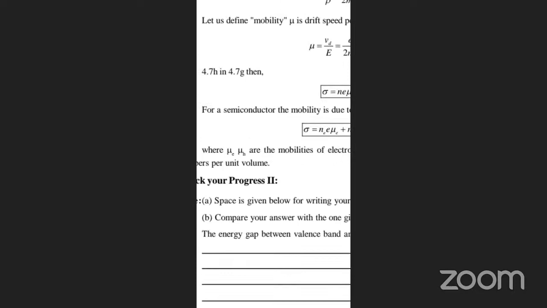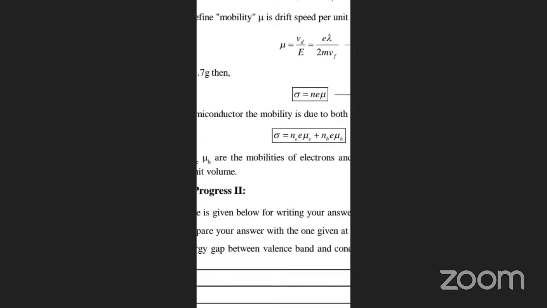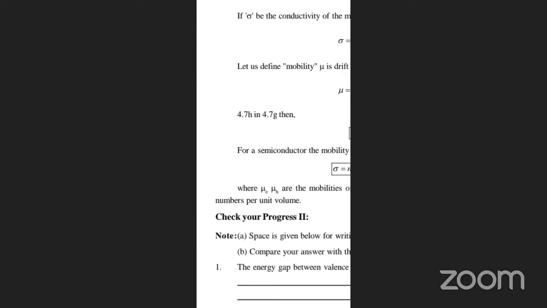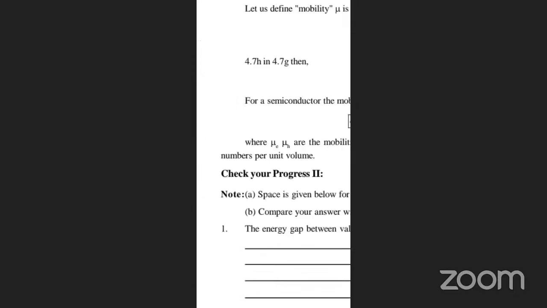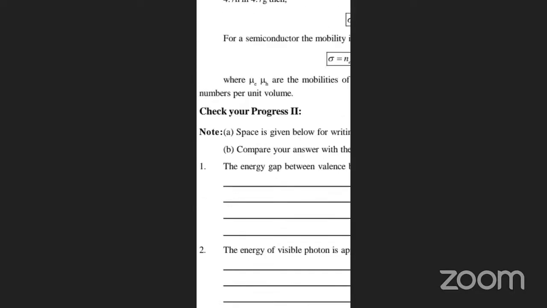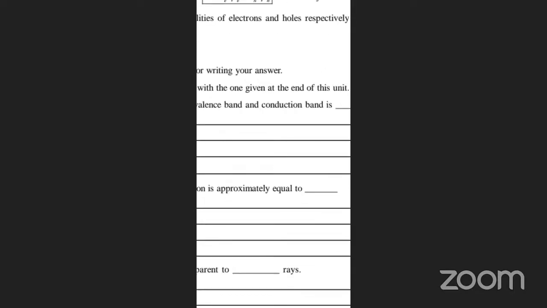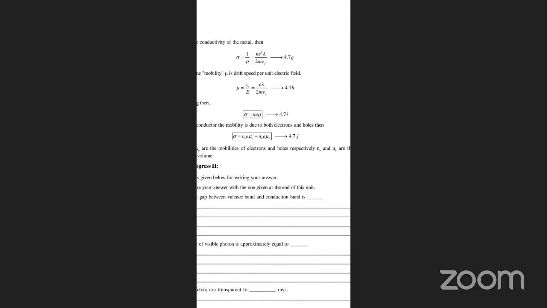Sigma is equal to Ne e mu e plus Nh e mu h, where mu e and mu h are the mobilities of electrons and holes respectively. Ne and Nh are their numbers per unit volume. Eg is the energy gap between the valence band and the conduction band.